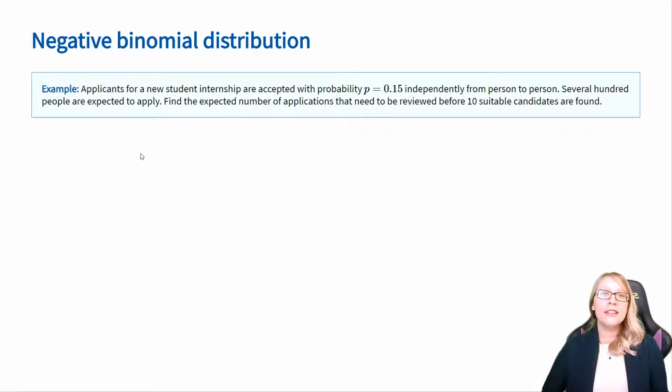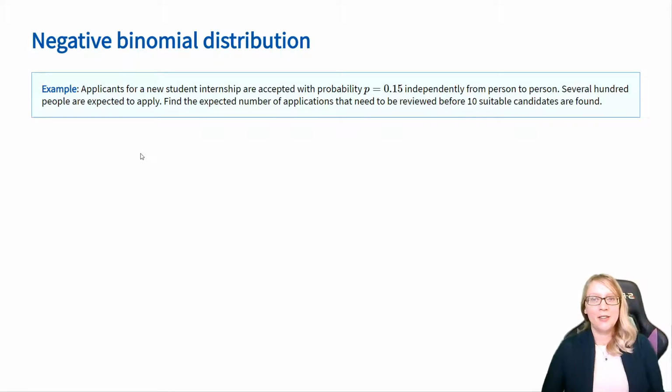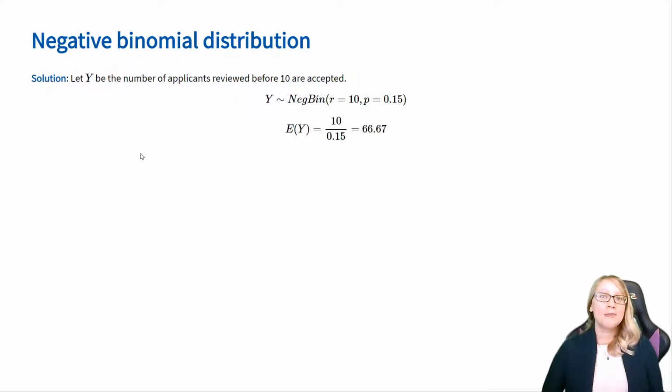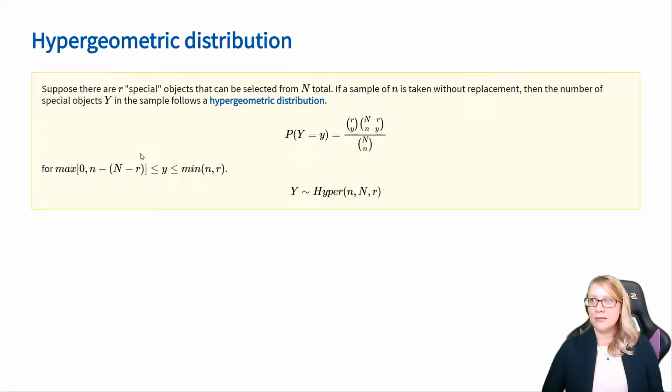So let's find the expected number of applications that we need to review before we find 10 suitable candidates. Our expected value is going to be r over p, so 10 over 0.15. We'll need to review about 67 applications to find our 10 applicants.